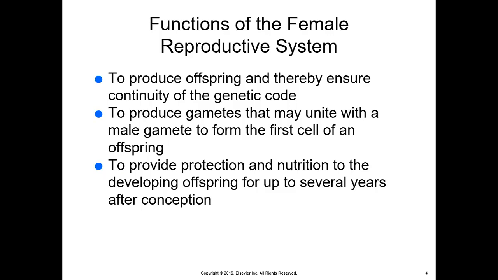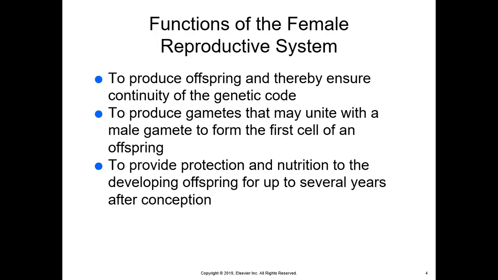So let's look at the functions of the female reproductive system. One of the functions is to produce offspring and thereby ensure continuity of the genetic code. Another is to produce gametes that may unite with a male gamete to form the first cell of an offspring. And a gamete is half of, it's the haploid chromosome makeup of a genetic makeup. So all our cells are diploid, which means it has two sets. A gamete only has one set.